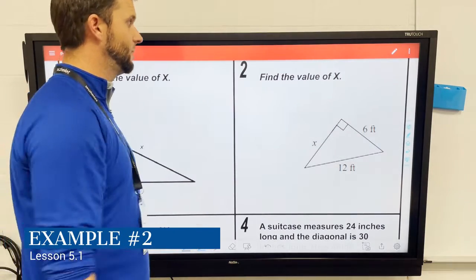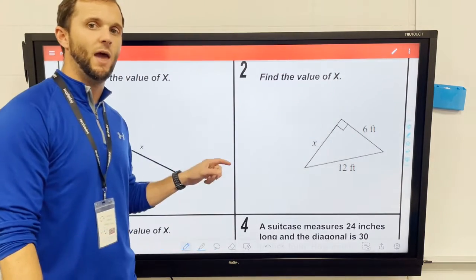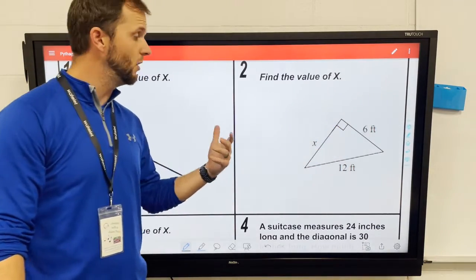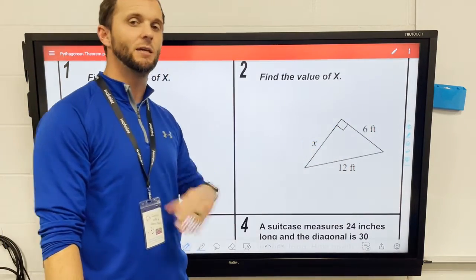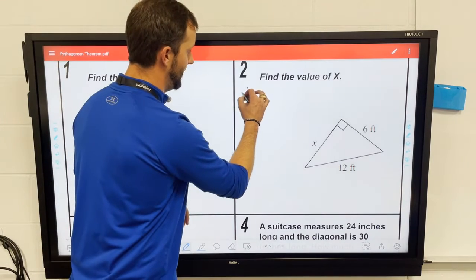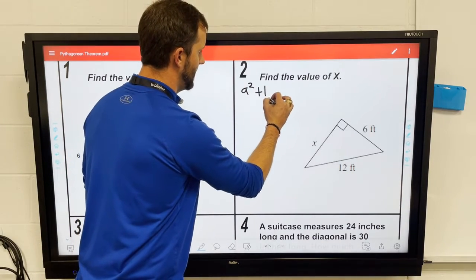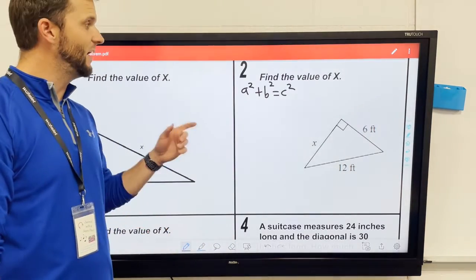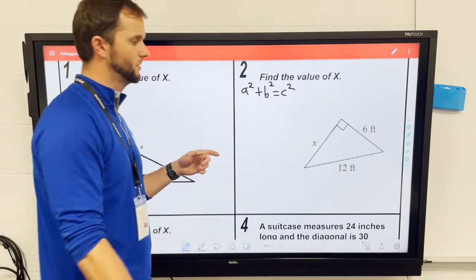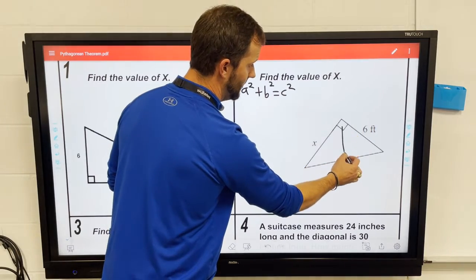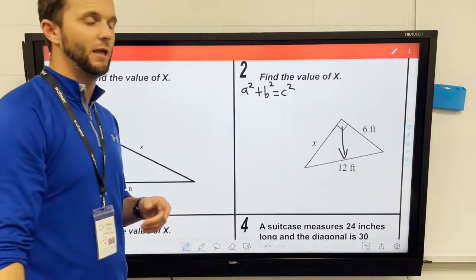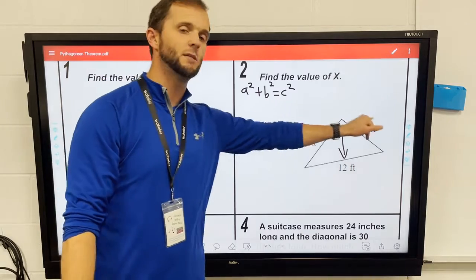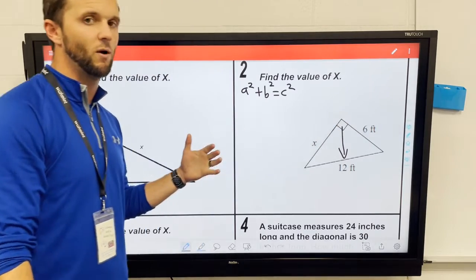Okay, so look at example number 2. It says we need to find the value of x. Right now, I have a right triangle here. So I should already know that if I need to find one side length, I can use the Pythagorean theorem. So I'm automatically going to write that down: a squared plus b squared equals c squared. I know that the c value is always going to be the hypotenuse. So opposite of my 90-degree angle is always the long side. So that is going to be the c value. Now, it does not matter where I plug these into because those are the a and b.